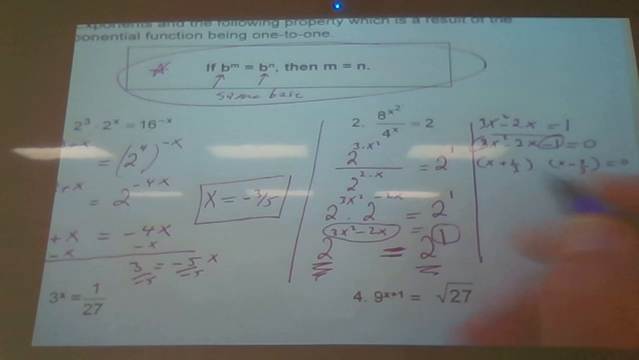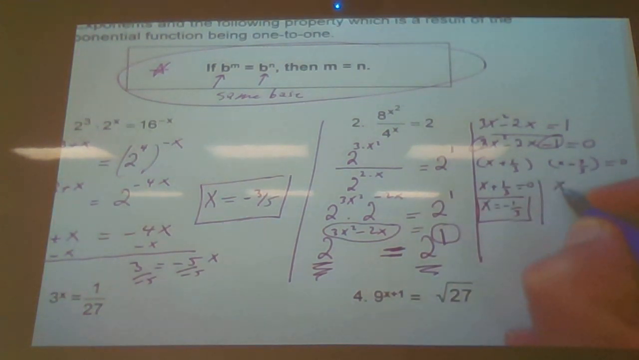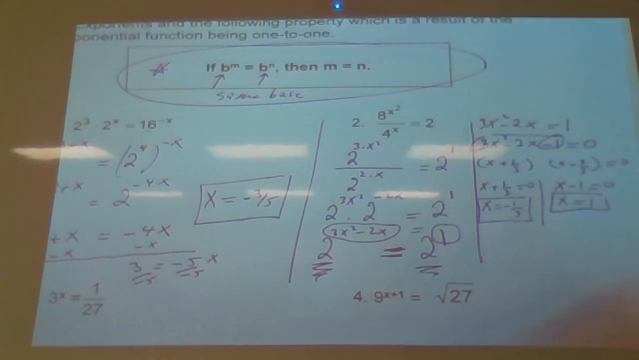Once you factor it, you solve each factor. That means you set it to 0 and you solve it. So there's one answer, x minus 1 equal to 0. That gives me x equal 1. So this problem has two solutions, negative 1/3 and 1.